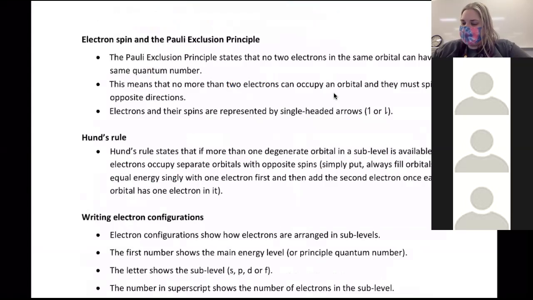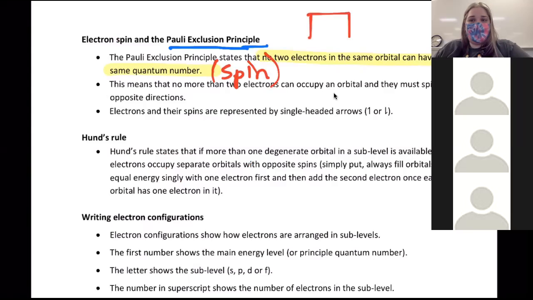The other two rules, so the first one is called the Pauli exclusion principle. Basically, this one says that no two electrons in the same orbital can have the same quantum number. And that quantum number is spin, okay? It represents the spin. So what they're saying is that if I draw an orbital diagram, and remember the orbitals are represented by those boxes like on our diagram above, every orbital can only hold 2 electrons, okay?